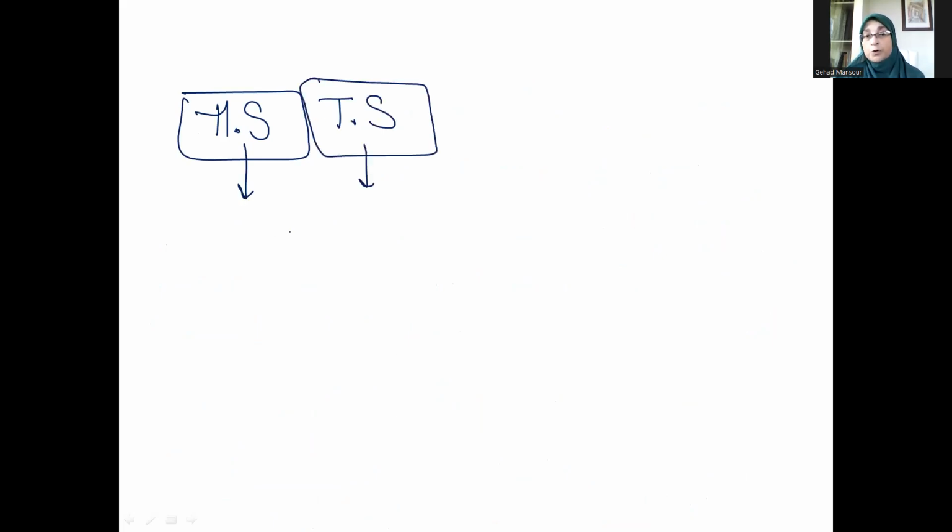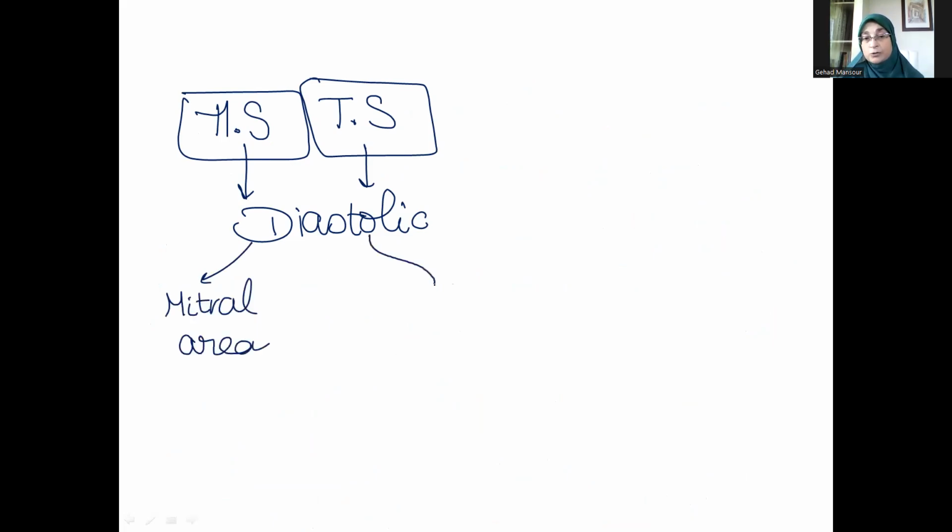Let's say it again. For example, if we talk about mitral stenosis, the murmur of mitral stenosis and the murmur of tricuspid stenosis, both murmurs are diastolic murmurs. لأنه a resistance to blood flow occurs while the blood is flowing during diastole from the atria to the ventricles. But in case of mitral stenosis, it is best heard over the mitral area, whereas in tricuspid stenosis, it is best heard over the tricuspid area.